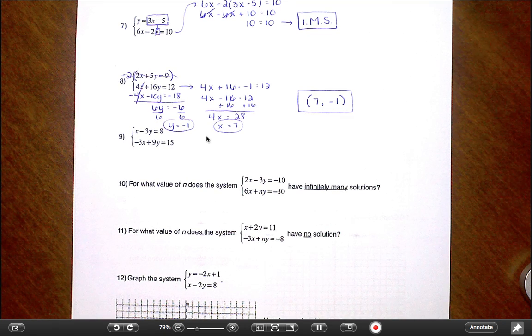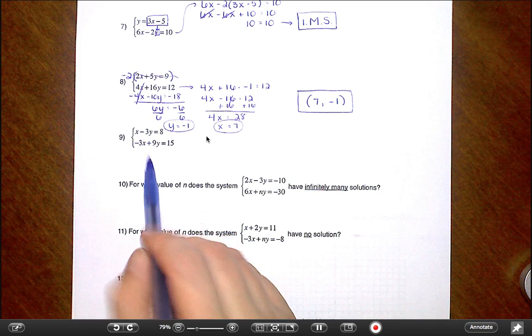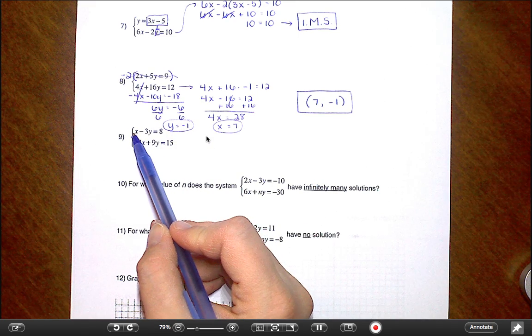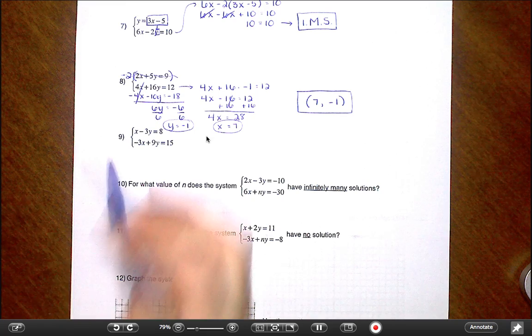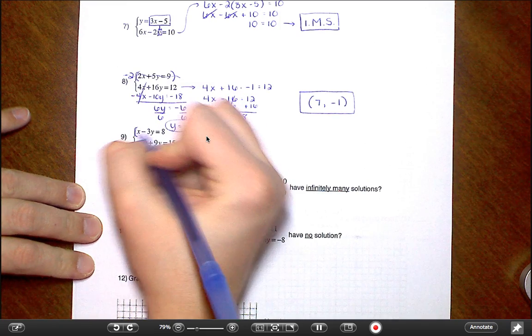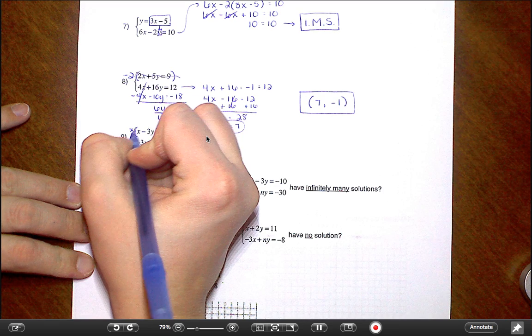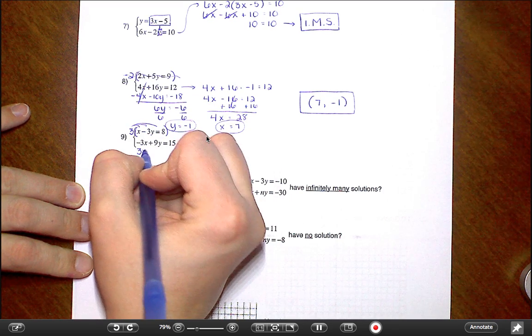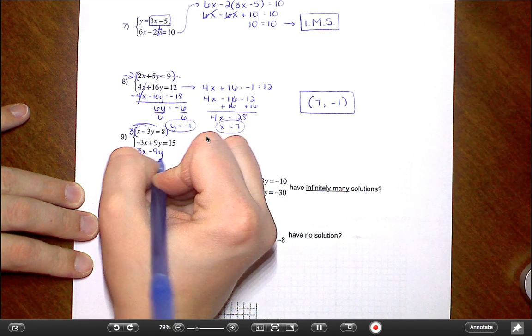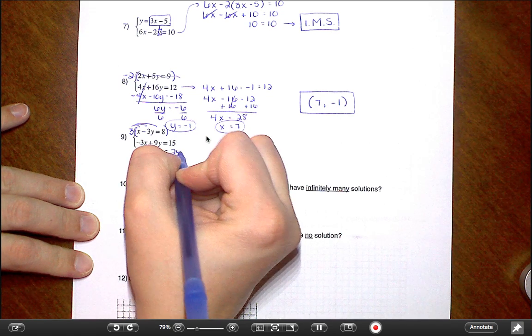And then number 9. Number 9 is another one where elimination looks like it would work out pretty well. I guess I'd probably do elimination here. So again, looking at my x's, and you could do x's or y's here, but if I could get there to be a 3 in front of that x, a 3x and a negative 3x would cancel out. So I'm going to multiply that top equation by 3. Distribute. So I get 3x minus 9y equals 24.